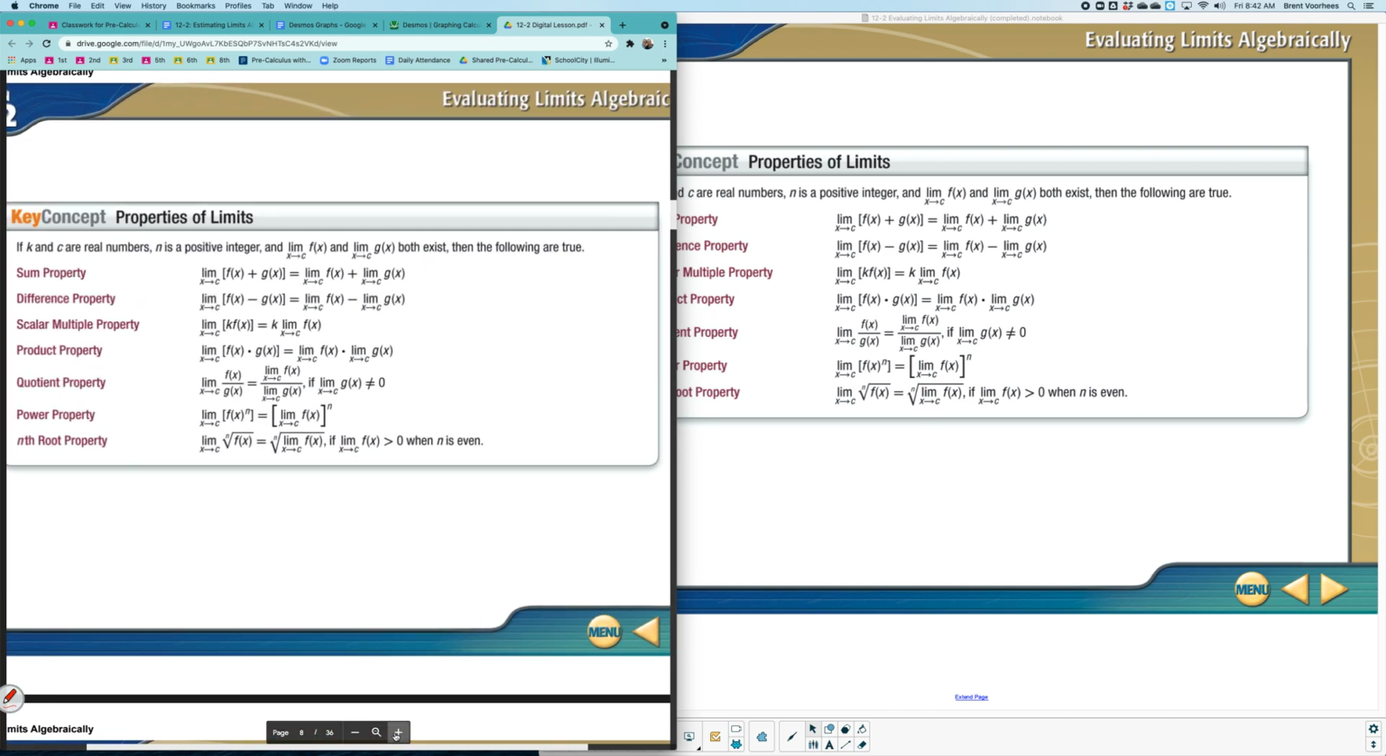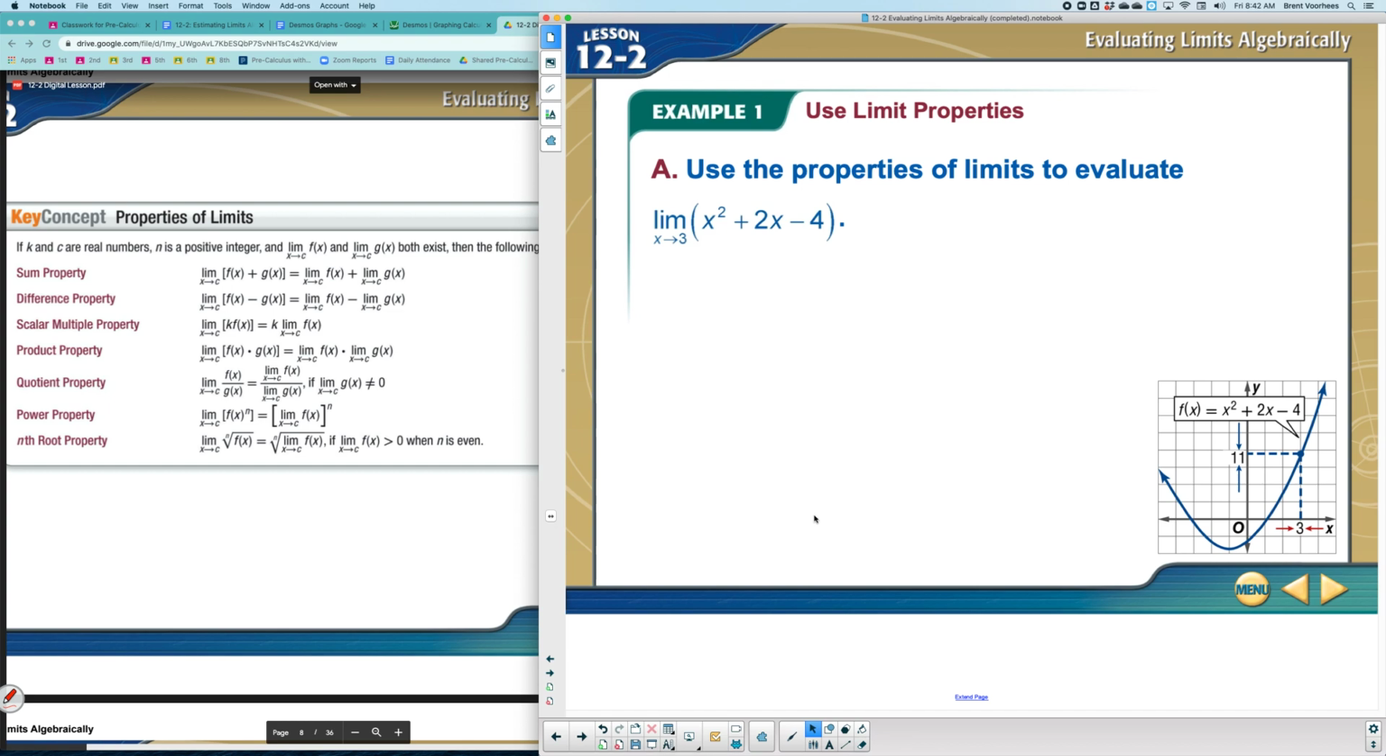Maybe even a little bit more, so we can see our properties as we go through today. So the whole idea today is, without using a calculator to graph like we did last class, how could we find the limit of this function? Looking at the graph, we would have said, okay, as we approach 3 from both the left side and the right side, it approaches the y value of 11. That's how we would have done this on lesson 12.1.